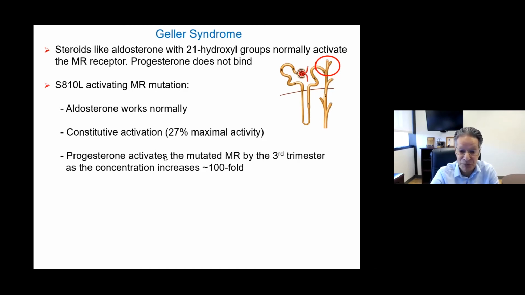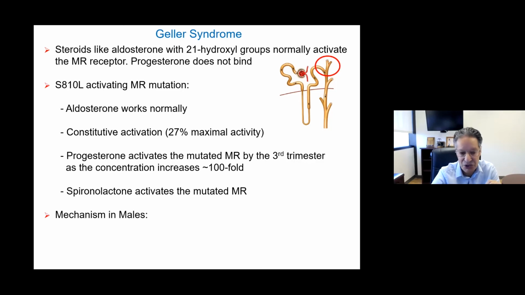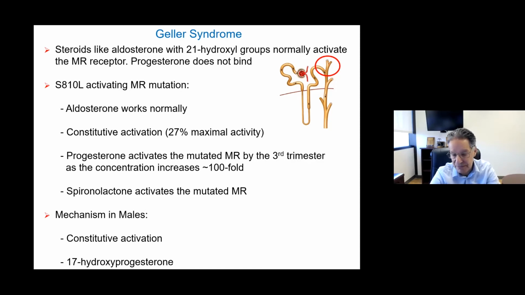But importantly for these patients, progesterone activates the mutated receptor, especially by the third trimester when its concentration significantly goes up in pregnancy. Progesterone never binds to the mineralocorticoid receptor normally. And it's the progesterone then which is driving these transporters and not aldo. Important to remember in these patients is don't give Aldactone. Aldactone actually stimulates the mineralocorticoid receptor in these patients and will make things worse. So the other question is, how does this occur in males? They don't get pregnant, but there is constitutive activation. And also in all males, there's a hormone called 17-hydroxyprogesterone, and it's thought that 17-hydroxyprogesterone can bind to the mutated receptor. At least that's one explanation, because you can see this in males too all the time who have the mutation.